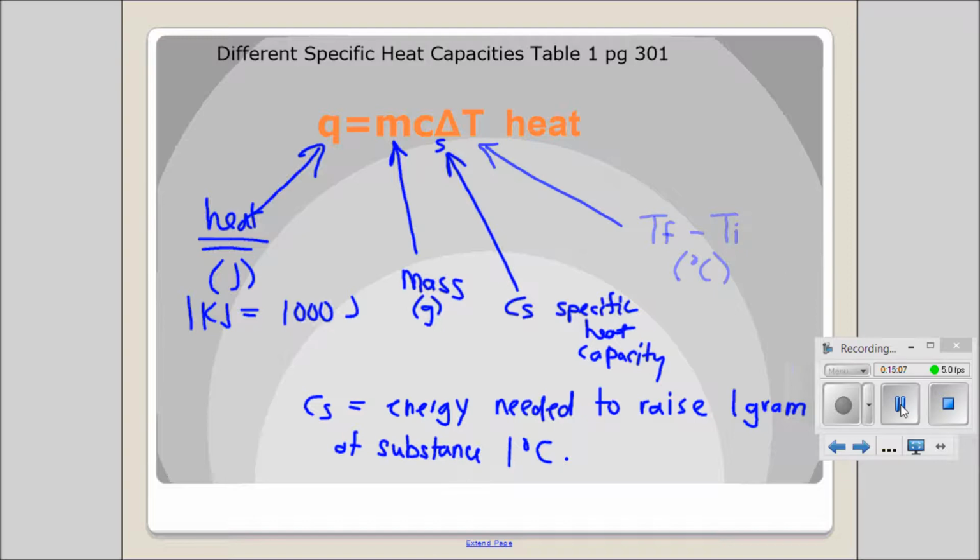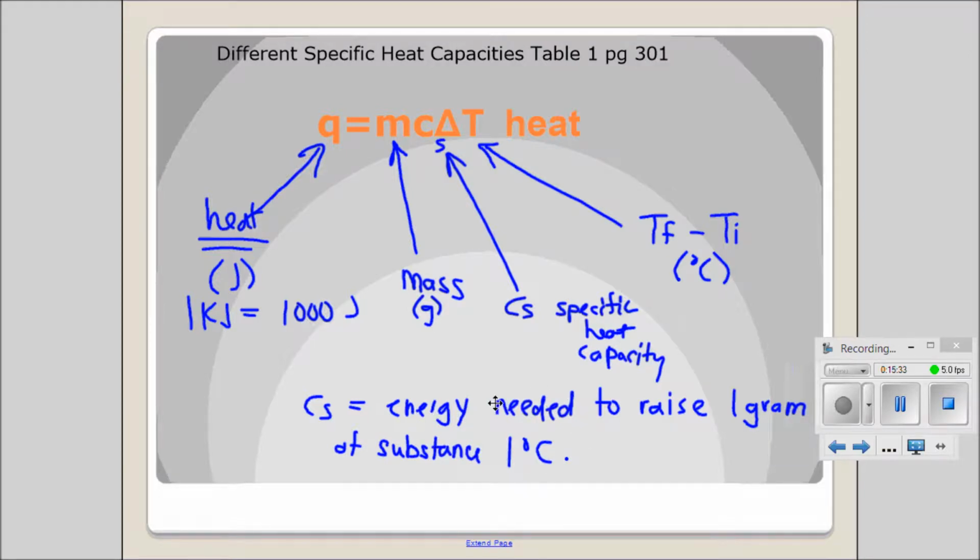So let's take a look at an example here as the last thing to do for our podcast. Before we do that, I should mention the specific heat capacity. It's on table 1 and page 301 in your textbook. Specific heat capacity varies per substance. So depending on what substance you're talking about, it will have a different specific heat capacity, a different amount of energy to raise 1 gram 1 degree Celsius.